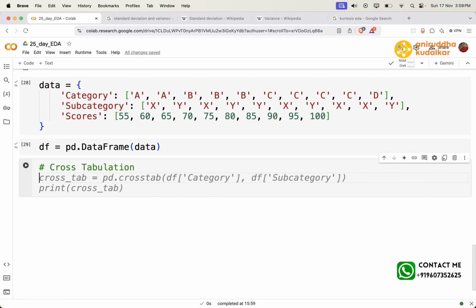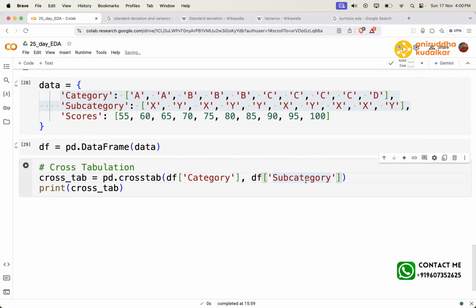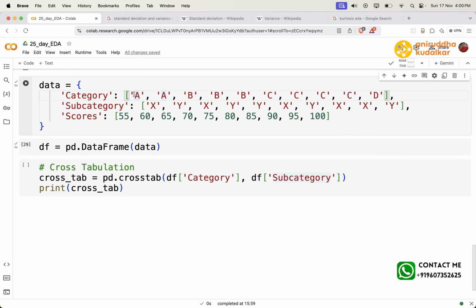What do you mean by cross tabulation? Used for the categorical data. Only used for what? Categorical data. Can you see category and the subcategory, these two are categorical data, not the quantitative. It is a string object, right?